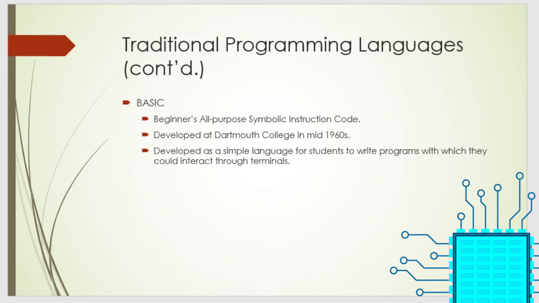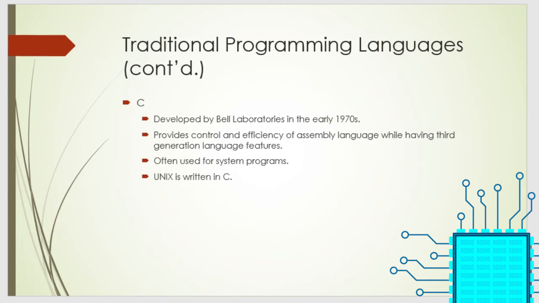The next one is BASIC, Beginner's All-Purpose Symbolic Instruction Code, developed at Dartmouth College in the mid-1960s as a simple language for students to write programs with which they could interact through terminals. The next is C programming, developed by Bell Laboratories in the early 1970s, which provides the control and efficiency of assembly language while having third generation language features, and is often used for system programming. Unix is an operating system written in C.